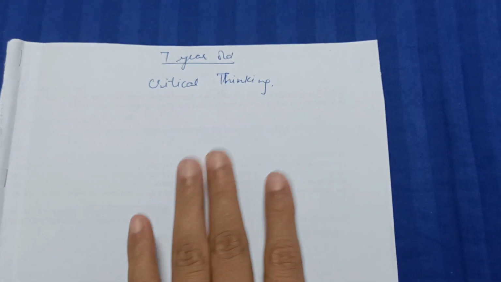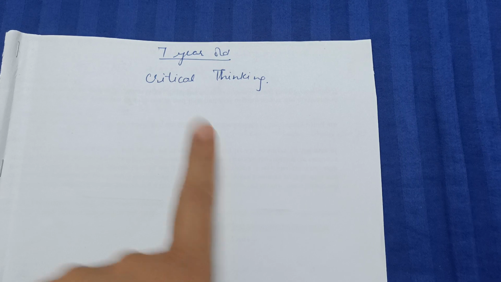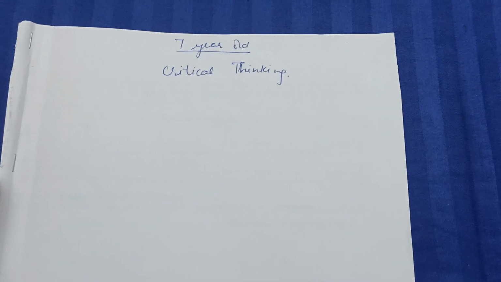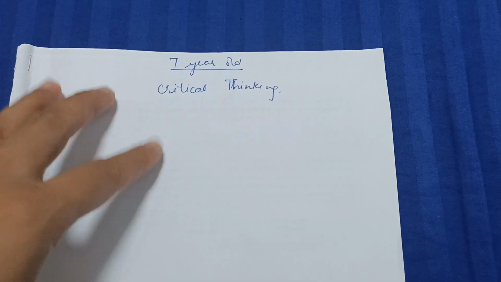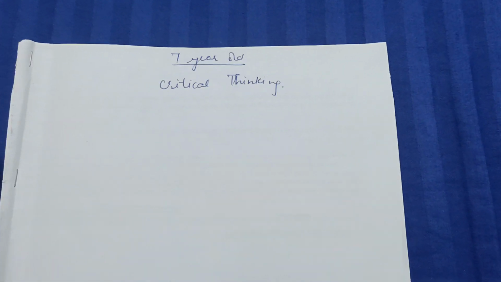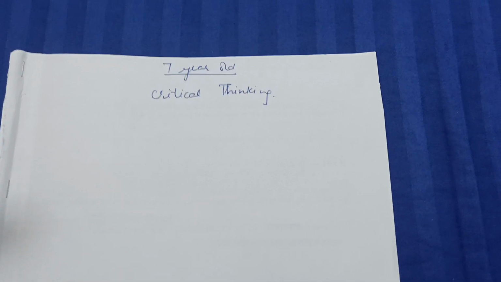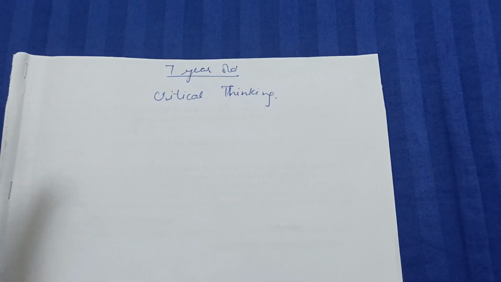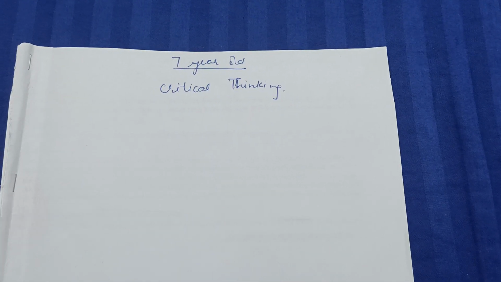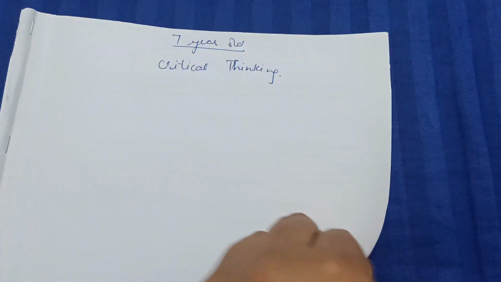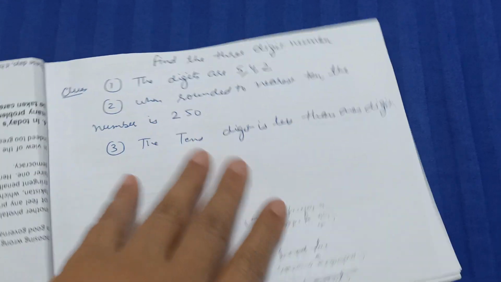Today's video is for my 7-year-old. This is critical thinking, but a different kind of critical thinking compared to what I have made before. This is basically using the concepts of mathematics which we have practiced, like rounding off or ordinal numbers, and then solving problems in a different way. In my sense, they are different ways, so that is why I tagged this one as critical thinking. So let's start with the first one.